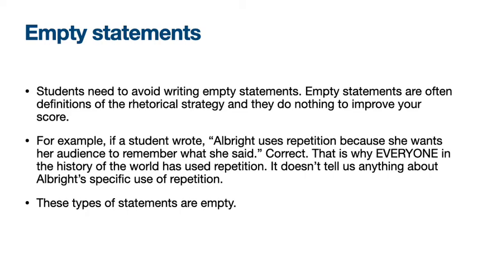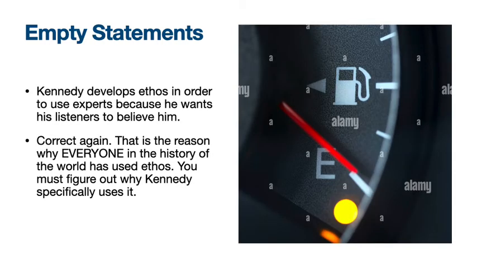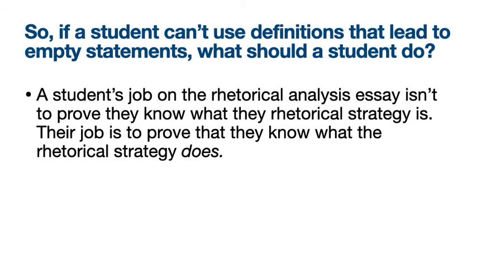Let me give you another example. This one's from Kennedy. So if you had something like, Kennedy develops ethos in order to use experts because he wants his listeners to believe him. Well, once again, duh. That's exactly why anyone would use ethos. So you have to get beyond that. It's probably okay to write that as your first sentence. I mean, it's not necessary, but if you did write that as your first sentence, that's okay. But if you end there, you're not going to score high. You have to dig deeper, and you have to figure out how Kennedy's use of ethos is different from anybody else's use of ethos.